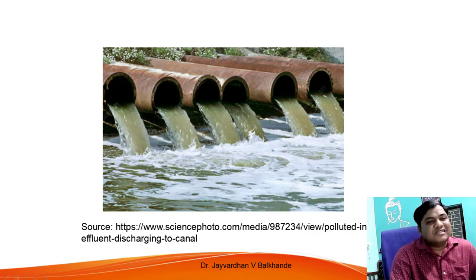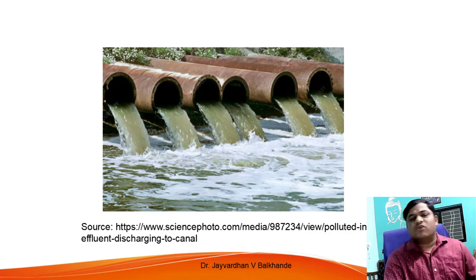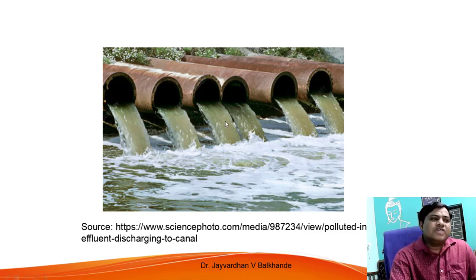So here we can see polluted industrial effluent discharging into the canal. With the help of these pipes, this type of effluent is discharged into the canal, and that particular canal is directly attached to rivers or other water bodies. After this type of effluent is discharged into the water body, it may affect it. This is the place where, as I just told you, the natural food is not there because of this heavy load of heavy metal present in the effluent.